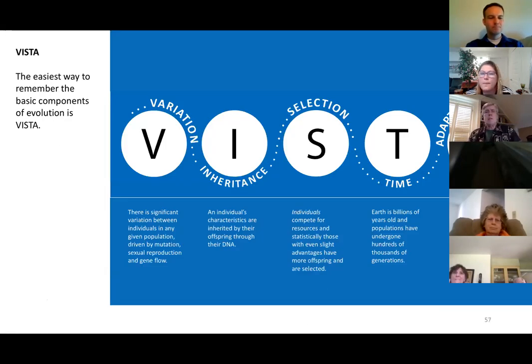I want to leave you with this slide, which is VISTA, and the easiest way I can think of to remember the basic components of evolution. I did not come up with this. This is the American Museum of Natural History. Variation, inheritance, selection, time, and adaptation.